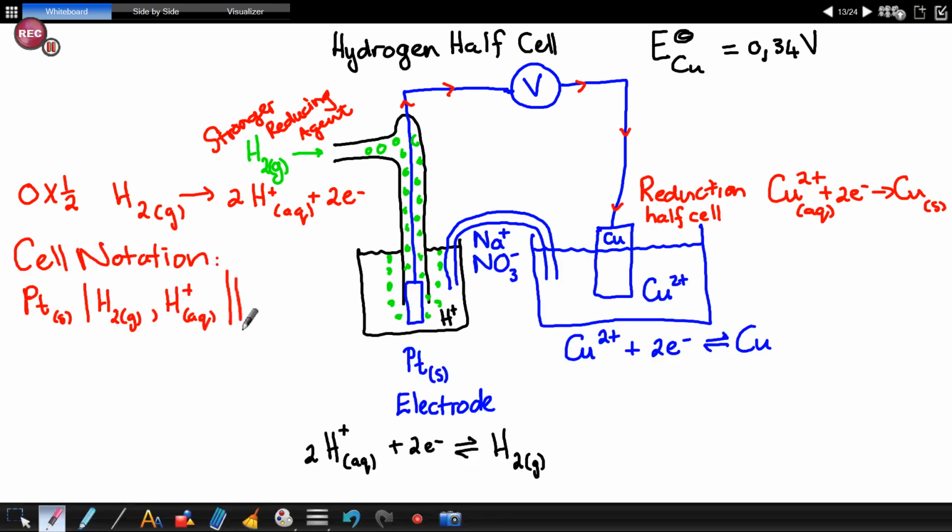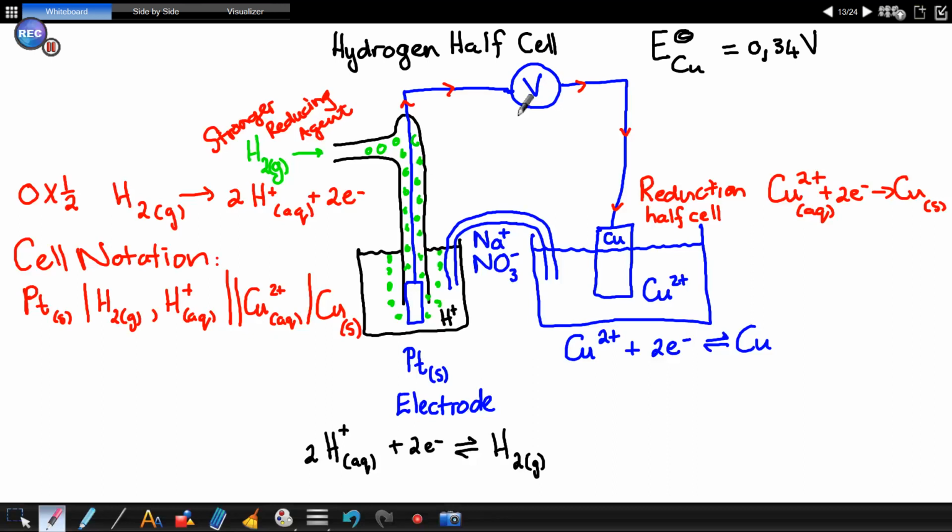Double slash to take us to the reduction half cell. What is there? Cu2+ in solution, slash, because the copper is the electrode. So your electrodes, you start off and you end off with an electrode in the half cell. Is it correct if I see it like the solids on each end? That's right.